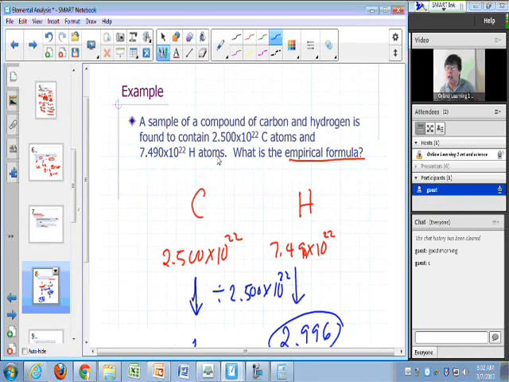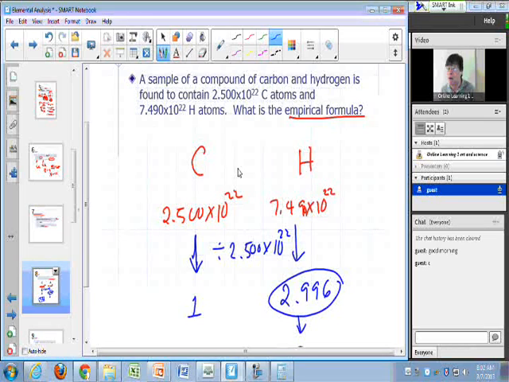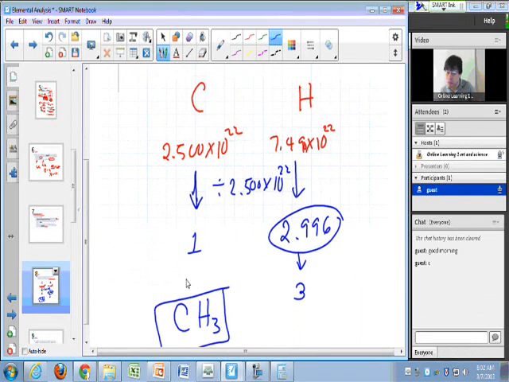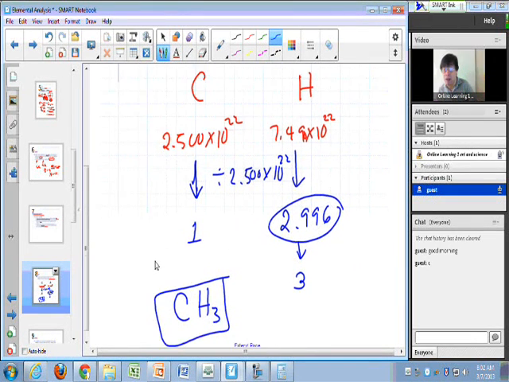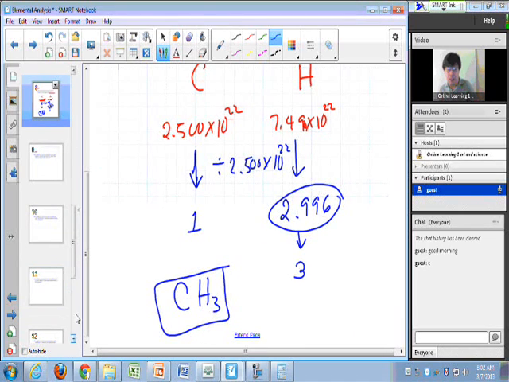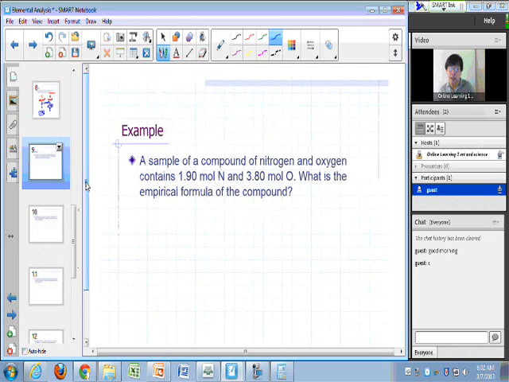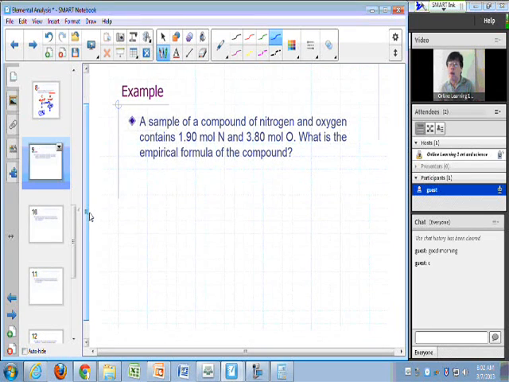The only thing that an elemental analysis will give you is the empirical formula of the compound. You're going to need additional information to actually determine the molecular formula. And that additional information is the molar mass. Okay? Here's another example.